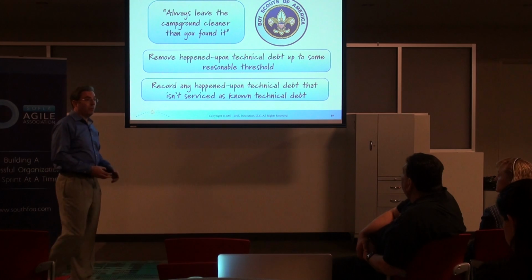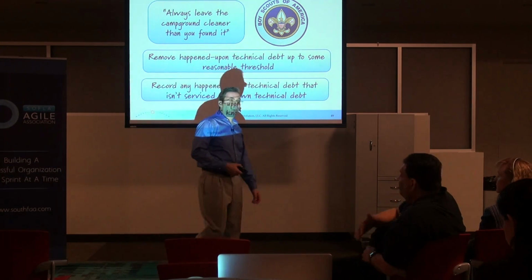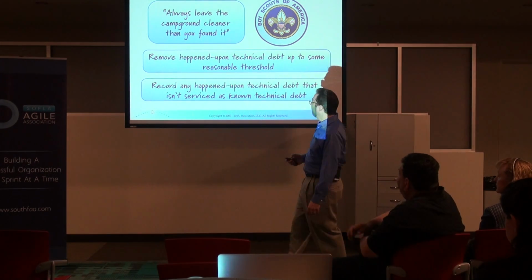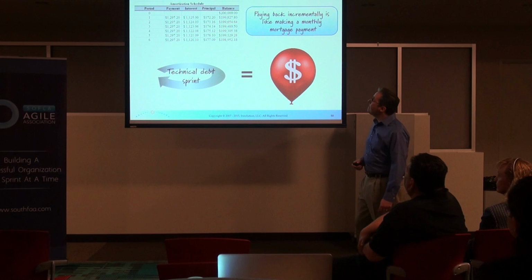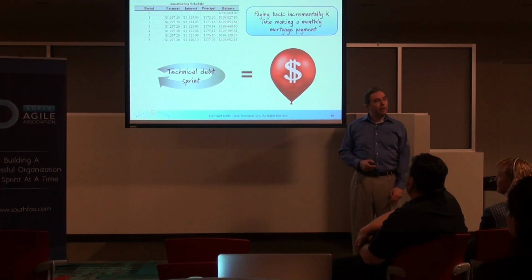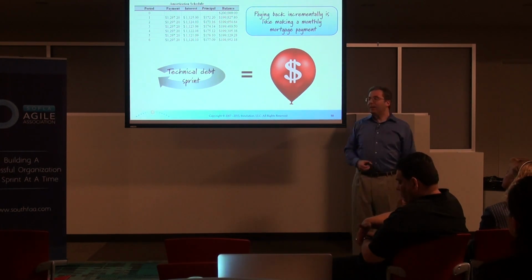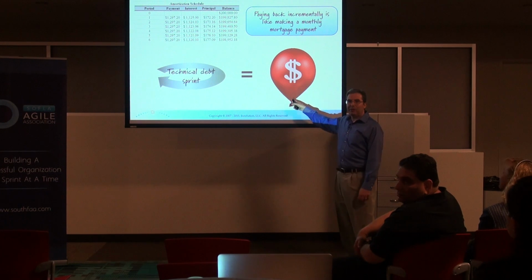Rethink the way you're doing your sprints. You have a flow management problem during your sprints. Okay. Repay technical debt incrementally. Don't make large balloon payments against your debt.